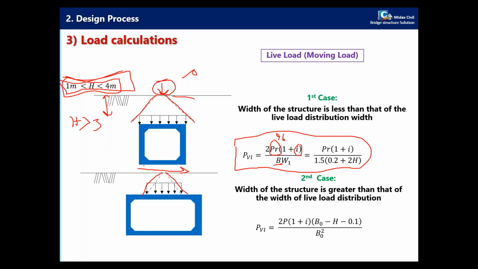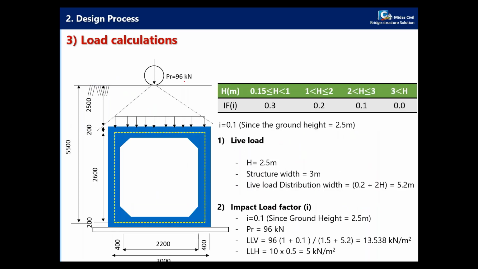This W2 is the one that I just explained, 0.2 plus 2h. This is the value of the width of live load distribution. In our case, we are going to use the formula of this first case. And after using that formula, we found that the live load is 13.5 kilonewton per meter square.